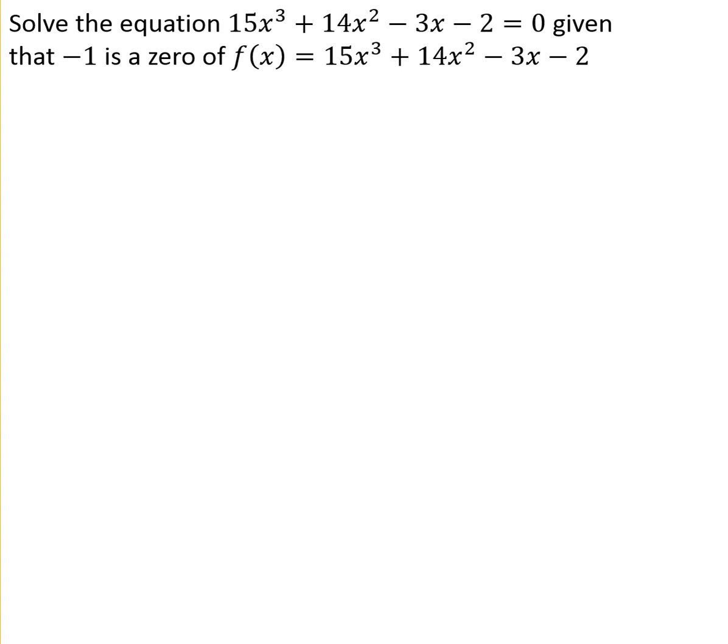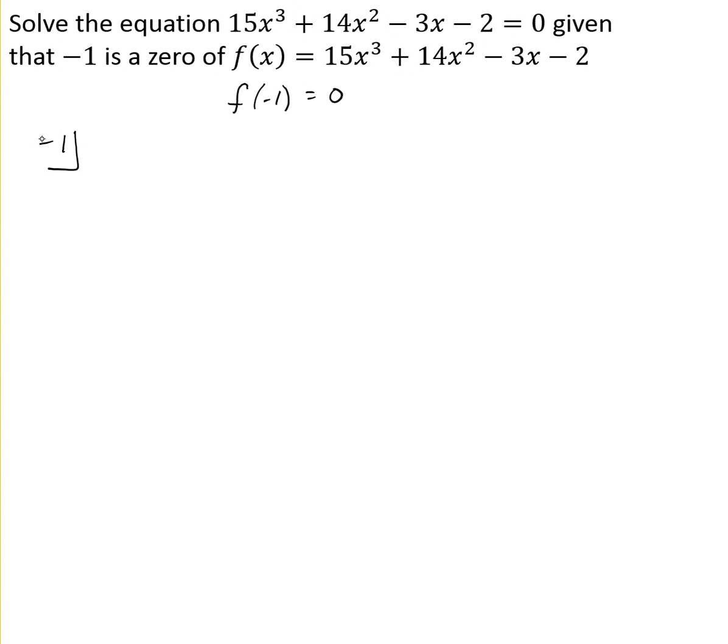This statement here at the end that says that negative 1 is a 0 of this function means that if I were to replace x with negative 1, I would get 0. And so based on the remainder theorem, that tells me that if I put a negative 1 in the box of the synthetic division, my remainder is going to be 0.